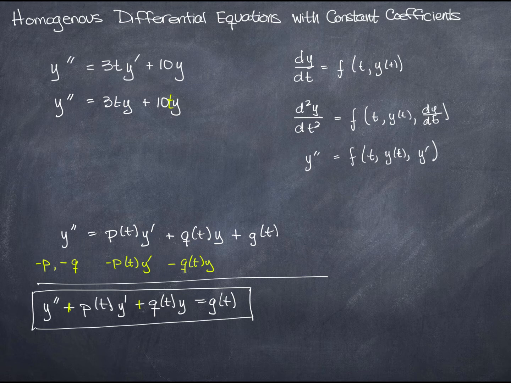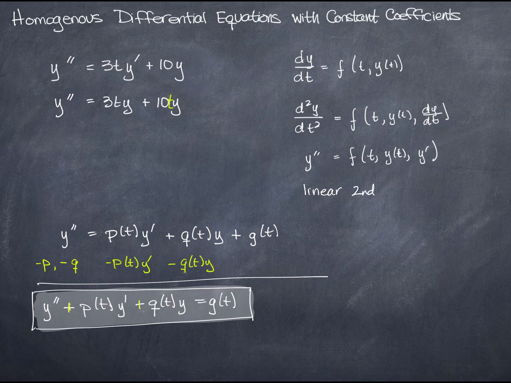Notice a couple things here. P of t and q of t do not depend on y. Sure, there's a y here, there's a y prime here, but the function q of t itself and p of t itself do not depend on y. There's no y in those functions. Now, there can be, but in this case, there are not. And when a differential equation takes this form, a second order differential equation, we say that it's linear.